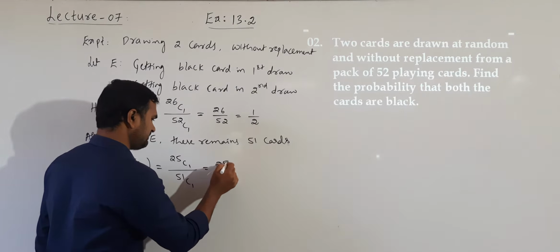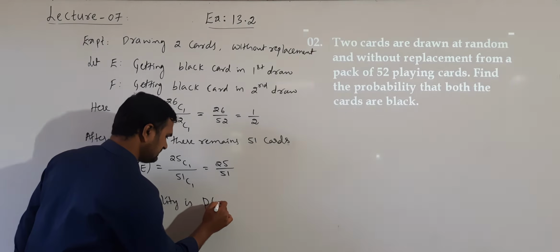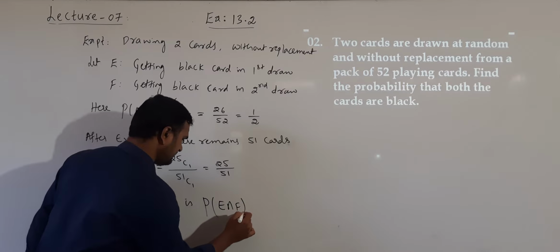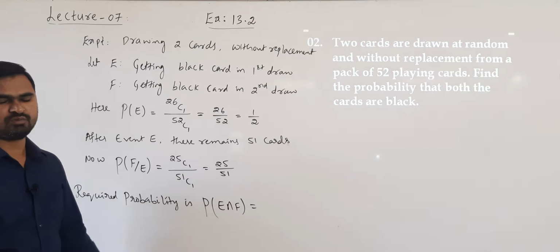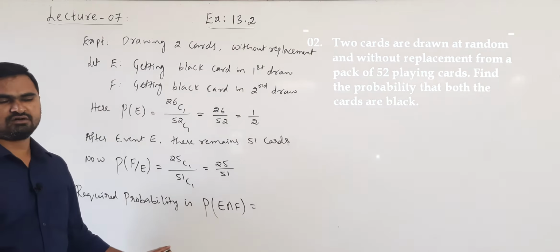So required probability is both the cards are black. So both the cards are black means occurrence of E and F. Okay. Probability of E intersection F we need. Now by multiplication theorem, how can I write P of E intersection F?